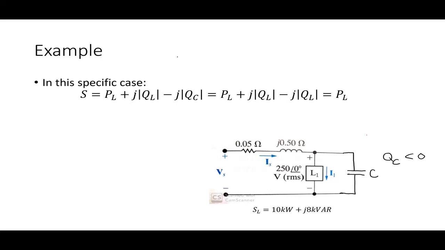So I've identified that I need a capacitor, and I guess the magnitude of Q_L is 8 kVar. And just to be clear, the actual Q_L in this case, since it's positive, is just 8 kVar. So that means that I need to have a capacitor with negative 8 kVar, or I need a magnitude of Q_C equal to 8 kVar.